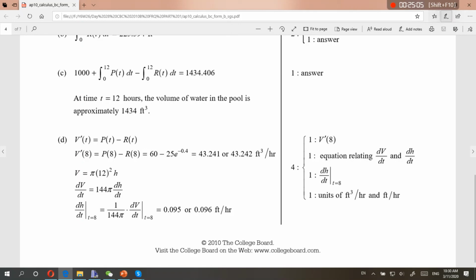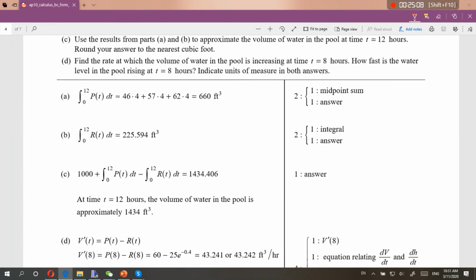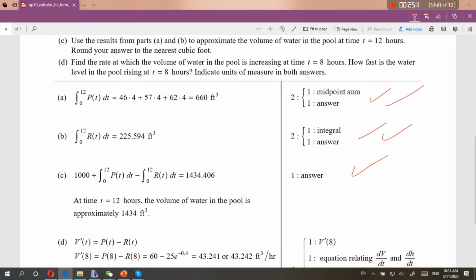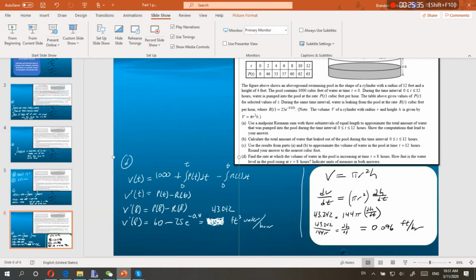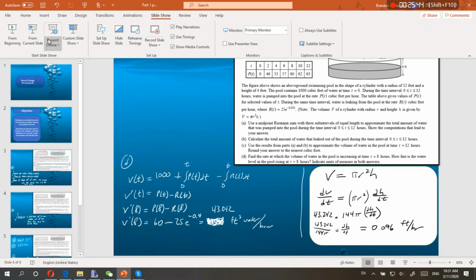Alright, so before we made our changes, we had 2, 2, 1. Okay, we did have V prime correctly. An equation relating dV and dh over dt, we did not have that correct, but we did have our units correct. So that would have been 7 out of 9. Alright, any questions on this one? Nope. Okay.